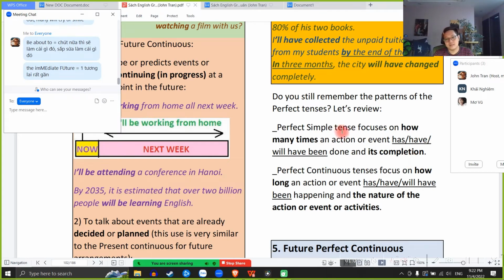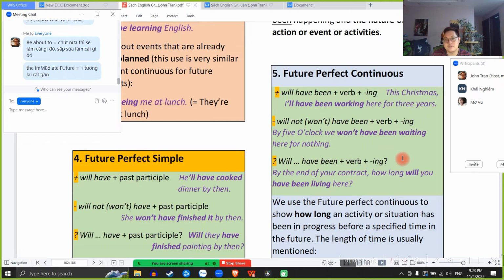Còn mấy cái thì mà gọi là hoàn thành tiếp diễn á, nó tập trung vào bao nhiêu lâu một cái hành động hoặc là sự kiện nó sẽ đang diễn ra, và cái bản chất của cái hành động, tức là cái động từ đó động từ gì, hành động gì, hoặc là bản chất sự kiện, hoặc là hoạt động gì, hoặc là bao nhiêu lâu. Nhớ nha, hai cái này, bao nhiêu lâu và bản chất hành động hành động gì, còn cái kia là bao nhiêu lần và hoàn thành rồi hay chưa.